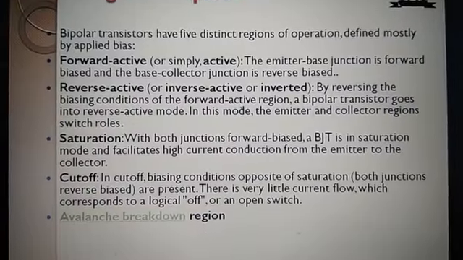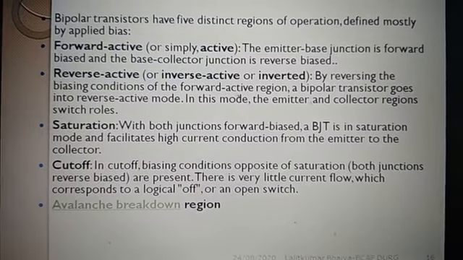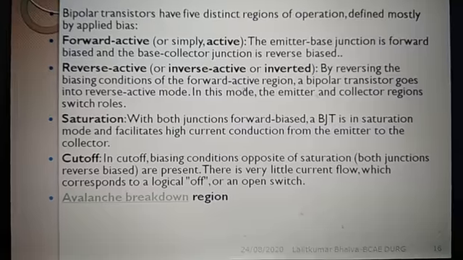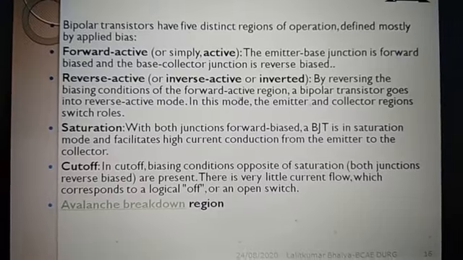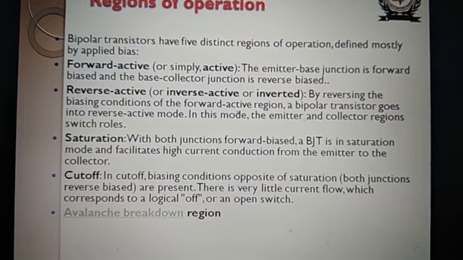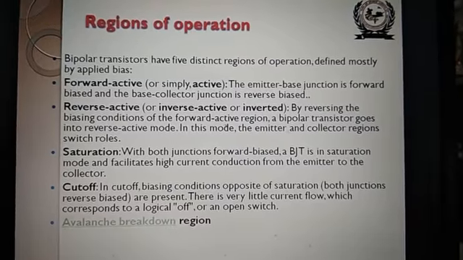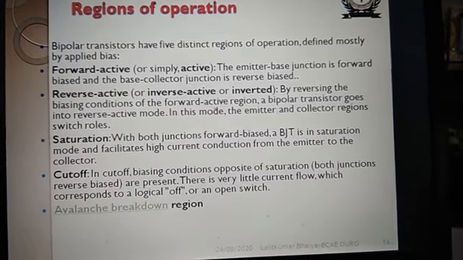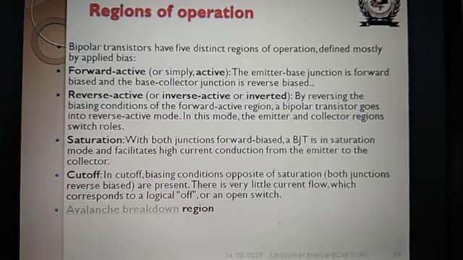In this mode, the emitter and collector regions switch roles. And the last one is the avalanche breakdown region, where the transistor junction works like a diode in which avalanche breakdown occurs. So these are the operating regions of the transistor. Basically, three regions are very important: active region, saturation region, and cutoff region.